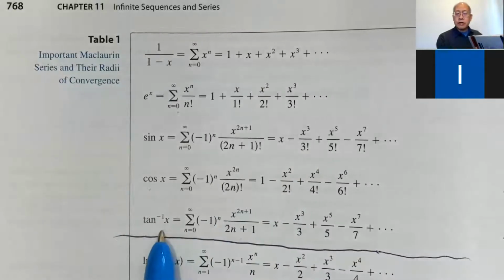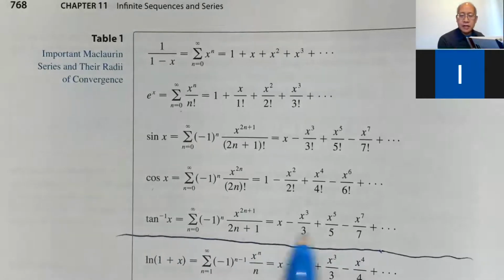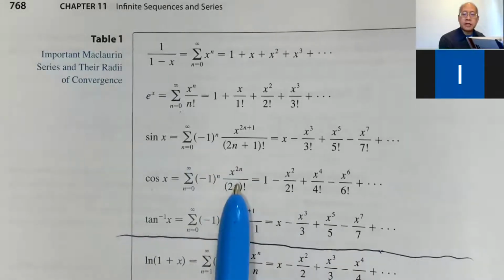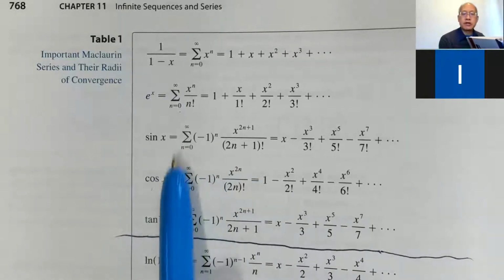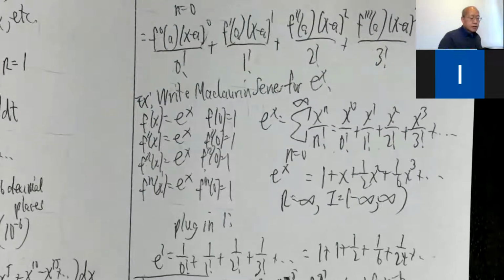I showed you this one because this was a geometric series of 1 over 1 plus x squared, and we integrated to get this. Okay. We'll do something similar for sine and cosine next time. I haven't shown you the derivation of sine and cosine, but here it is, and you'll be using this on the quiz. Okay, so here's e to the x.